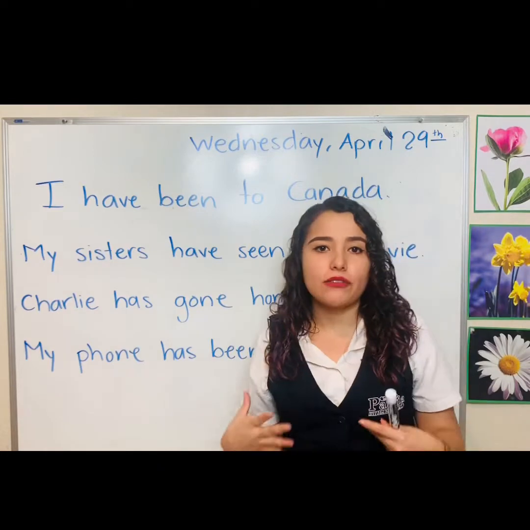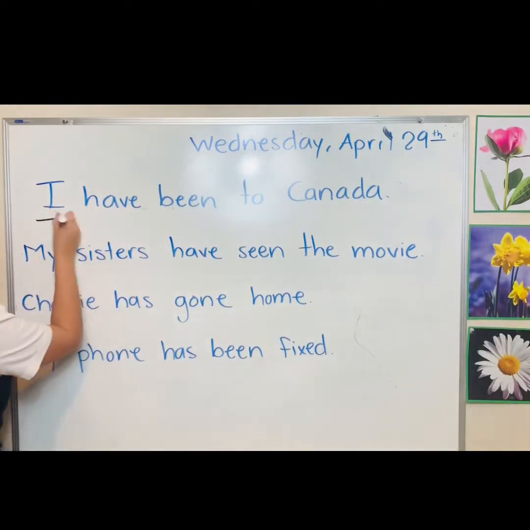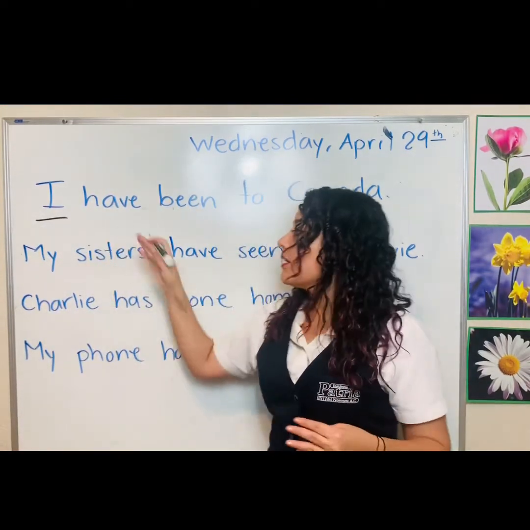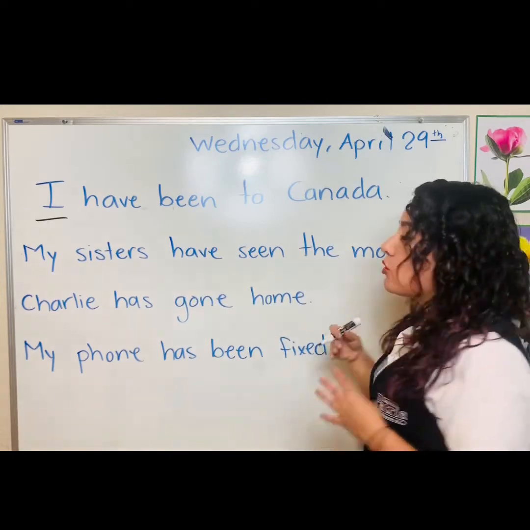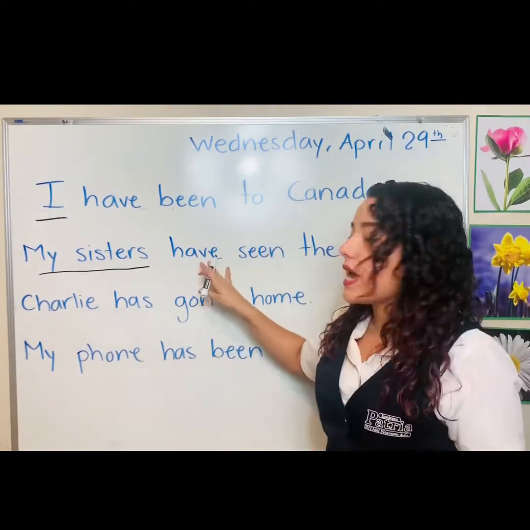First, we need to identify the subject. I have been to Canada. The subject is going to be I. So I, you can only make it with have, so it's I have. The next one, my sisters have seen the movie. The subject, it is my sisters. So the auxiliary, it will be have.